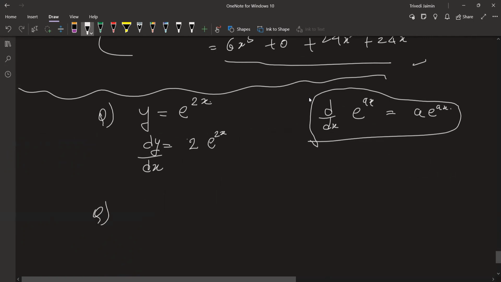Let's try this one. I want this answer from Samhita. Samhita, try this. Come on. I want the answer in 10 seconds. Sir, what formula should I use? Same, x to power n. So n into x to power n minus 1. What is your n?